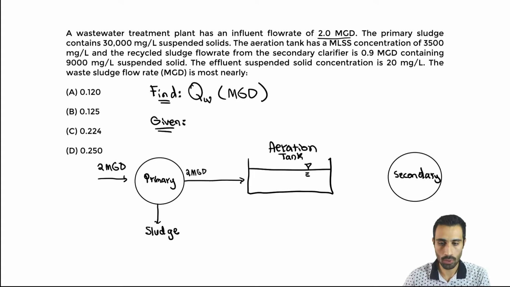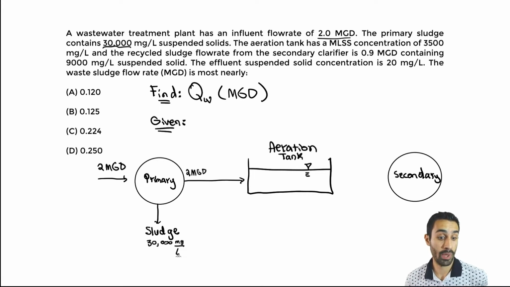So then what else are we given? We're told the primary sludge contains 30,000 milligram per liter of suspended solids. So we will say, okay, this will have a suspended solids of 30,000 milligram per liter. But we will see this is actually not relevant and not important to solve this practice question. It may be if we were trying to find the total sludge that's wasted for the primary and secondary. Maybe that's a question. But in this one, it's not going to be relevant and it's not important to solve the question.